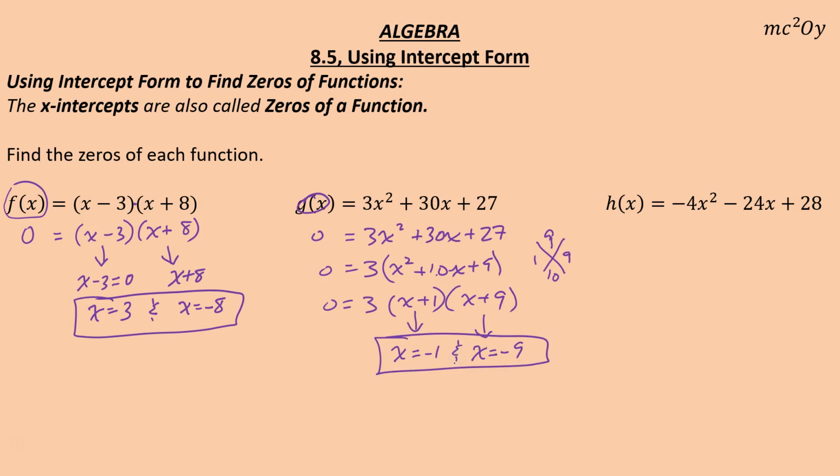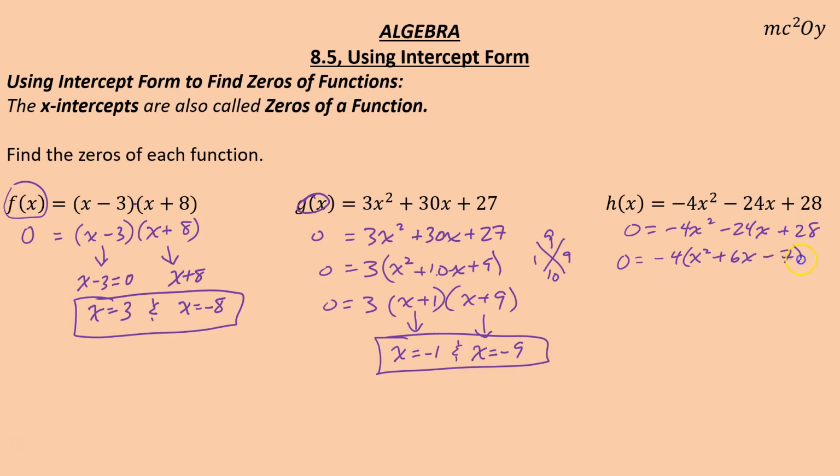All right, try another one here where we set this equal to 0. Hopefully you're pausing and trying these on your own. And it's always nice to have your a term be positive. So I'm going to try to take out a greatest common factor, which is negative 4 in this case. Negative 4 times what is negative 4x squared? Well, that's x squared. Negative 4 times what's negative 24x? Well, that's positive 6x.